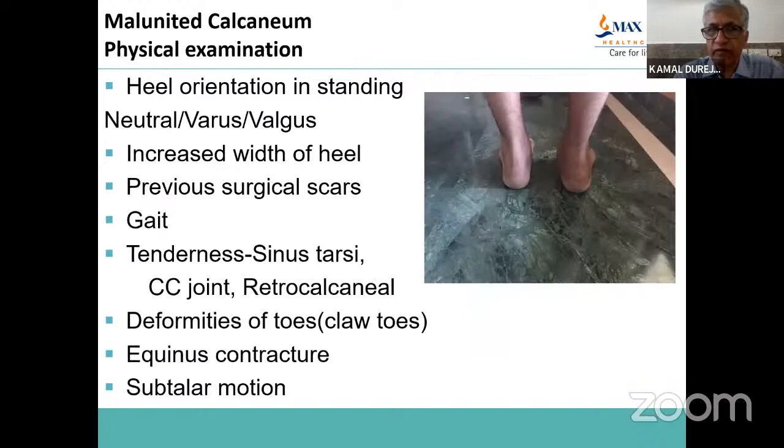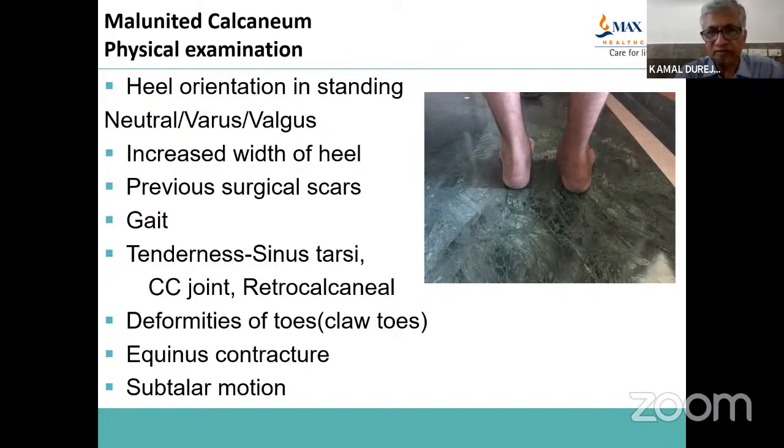So we proceed with our physical examination, which starts with examining the heel from the back in a standing position and looking at whether the heel is neutral, varus, or valgus. Invariably, the heel will be widened. Note if there is a surgical scar, whether they have been operated previously or not. Ask the patient to walk a bit and examine the gait, and you can see whether the toe push-off is present or not, and whether the heel is supinating while push-off is happening or is locked.